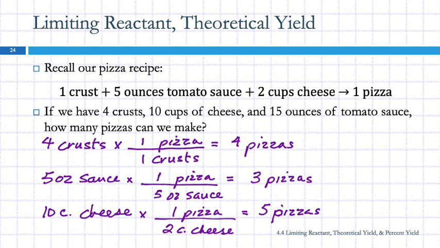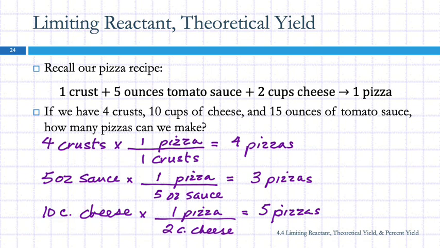We can't make 4 plus 3 plus 5 pizzas, right? Students do that when we get into the stoichiometry. They add the numbers together. And you kind of giggle about that with this example. It's like, no, that's ridiculous. Well, yeah, it is. You can see it with pizzas, and you can't see it with grams of hydrogen, right?